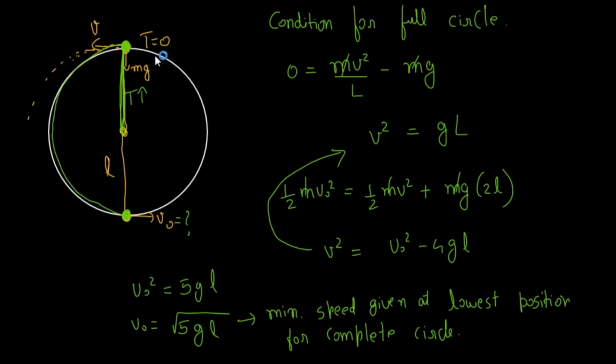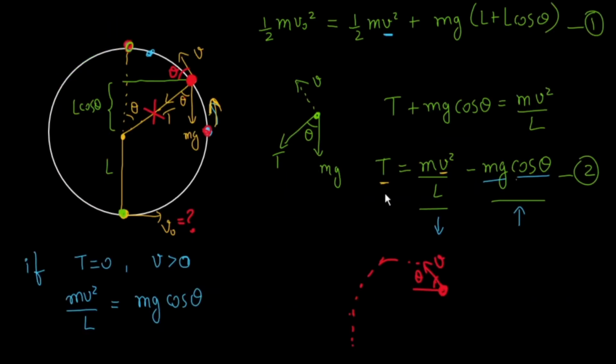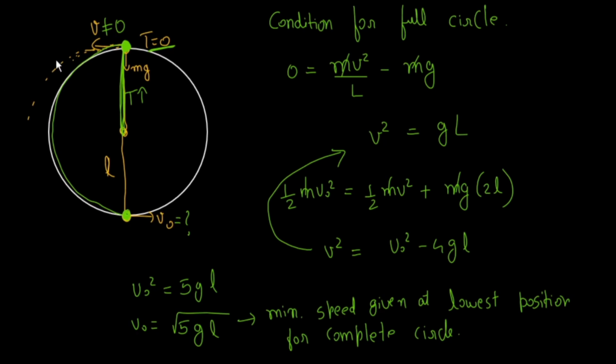Remember this very carefully. At the topmost position my tension will be 0, my speed will not be equal to 0. The explanation can be again seen from here. Many times I've seen students making this mistake, that they assume that at the topmost point, to complete the full circle, their velocity will become 0. It does not happen so. If velocity becomes 0, then the stone will just fall down vertically. It will not complete the circle.